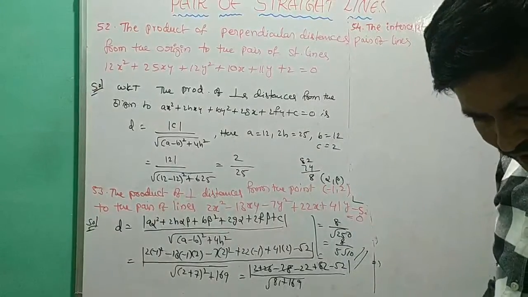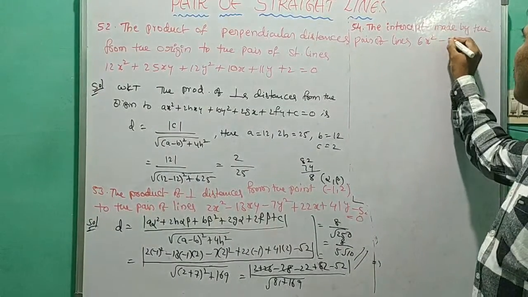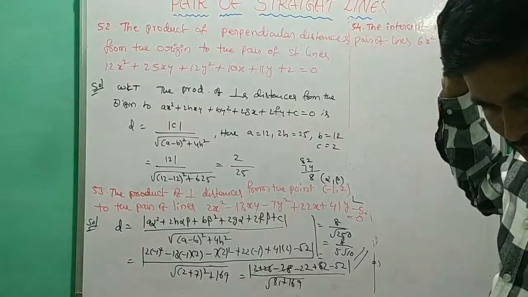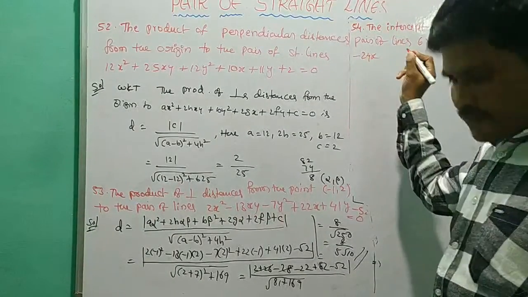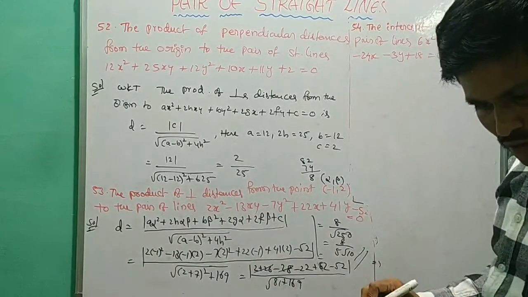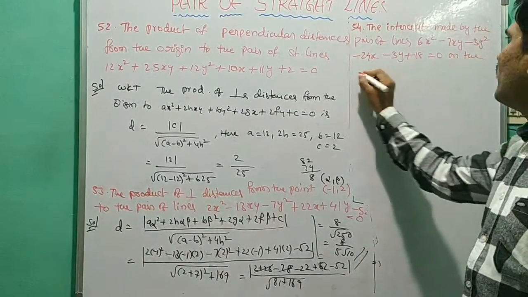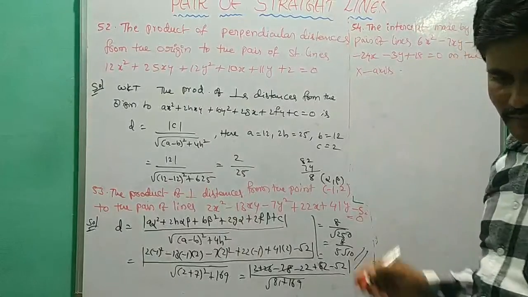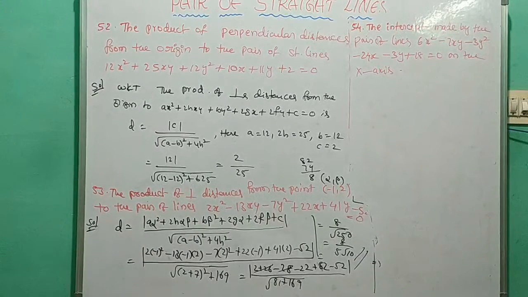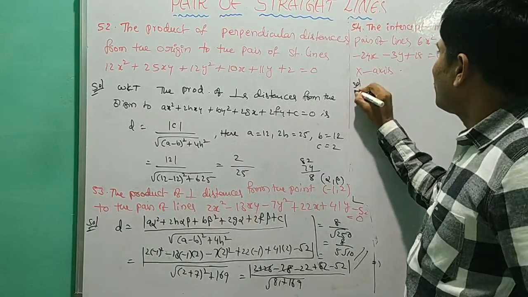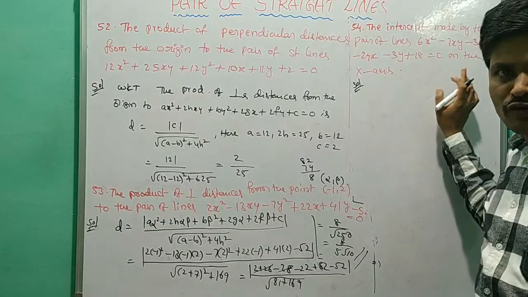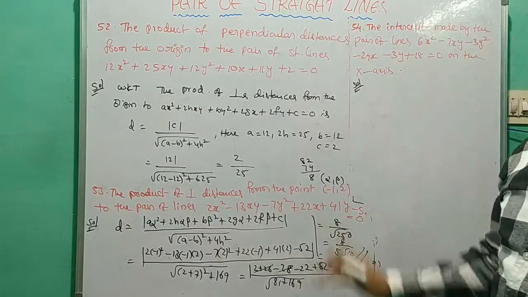The intercept made by the pair of lines 6x square minus 7xy minus 3y square minus 24x minus 3y plus 18 equal to 0 on the x-axis. Here, already discussed the formulas. The intercepts made by the pair of lines ax square plus 2hxy plus by square plus 2gx plus 2fy plus c equals 0 on the x-axis.